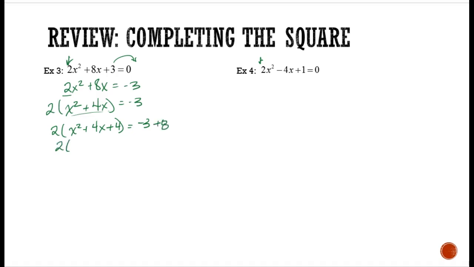So now I have this. This will be x plus 2 squared equals 5. Now I can't take the square root of the left side because that 2 is there, so I need to divide by 2 first. So I have x plus 2 squared equals 5 halves. Now I can take my square root.